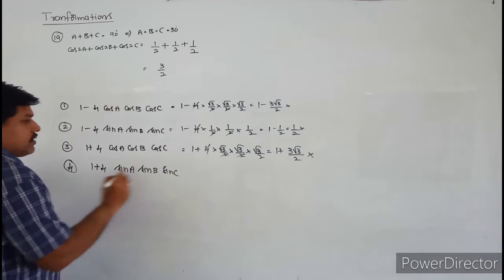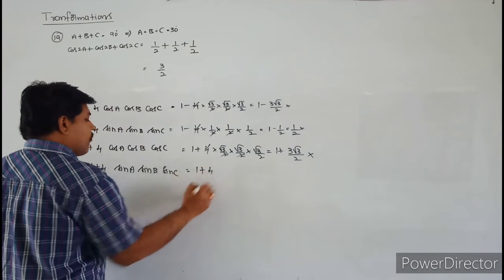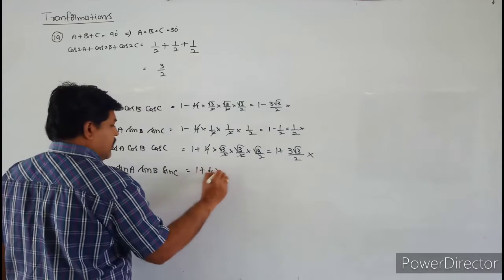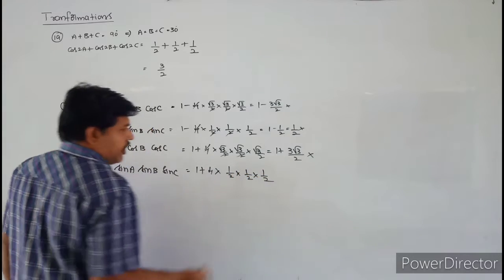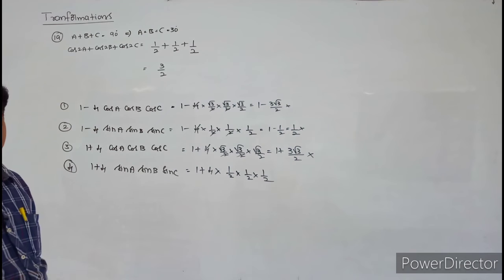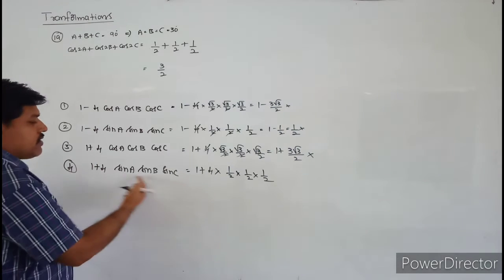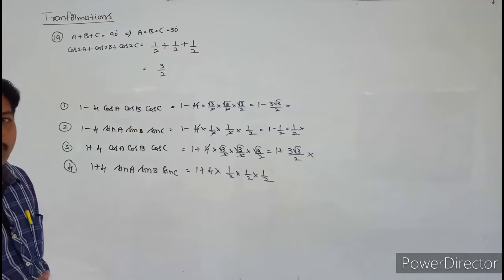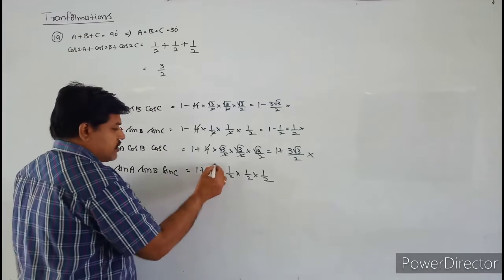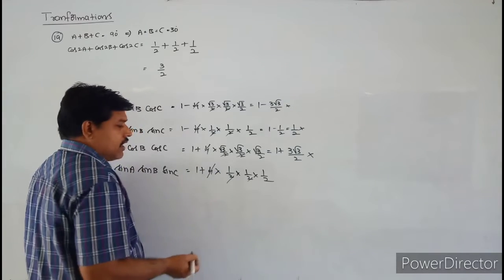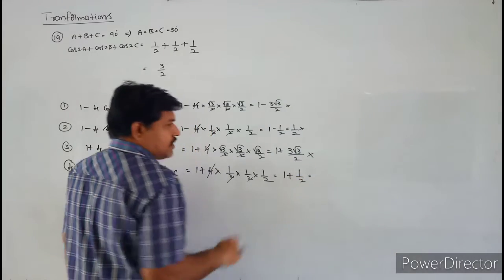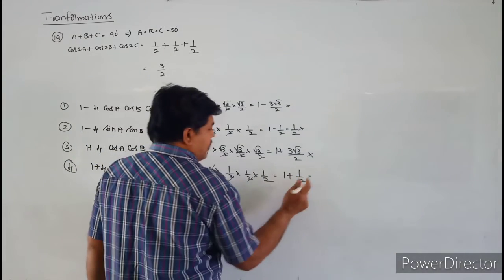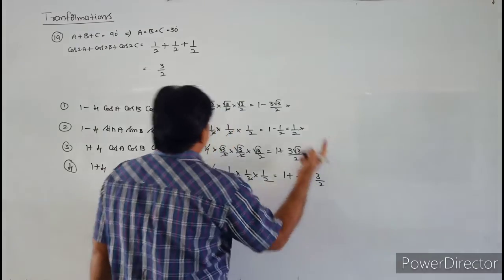Check the next one: 1 plus 4 into sin a sin b sin c, that is 1 by 2 into 1 by 2 into 1 by 2. Why? Because a is 30 degrees, and sin 30 is 1 by 2. So all these values will become 1 by 2 into 1 by 2 into 1 by 2. The 4 and the 2 will be cancelled. So we will get 1 plus 1 by 2. Take the LCM here, students. So 2 plus 1 by 2 is 3 by 2.